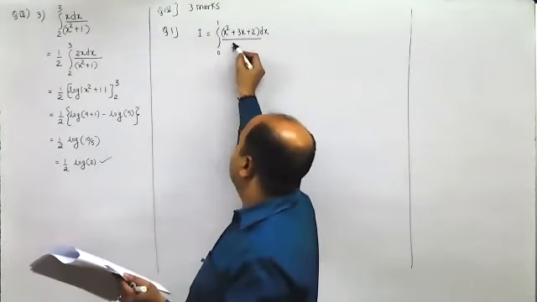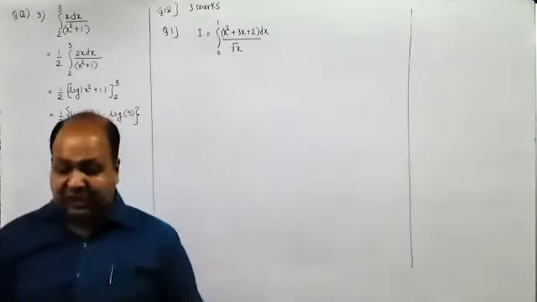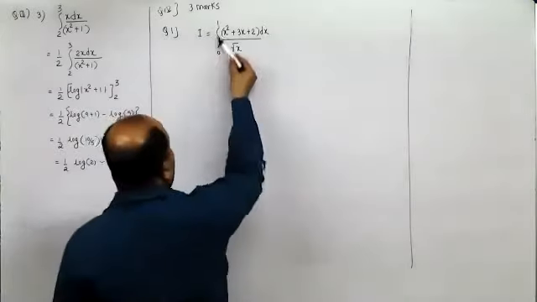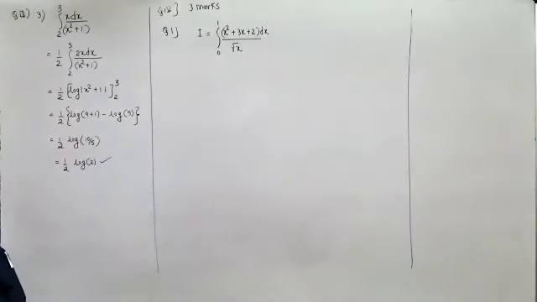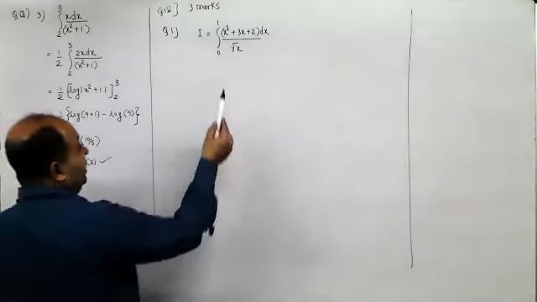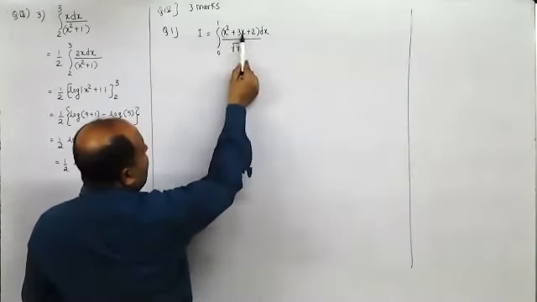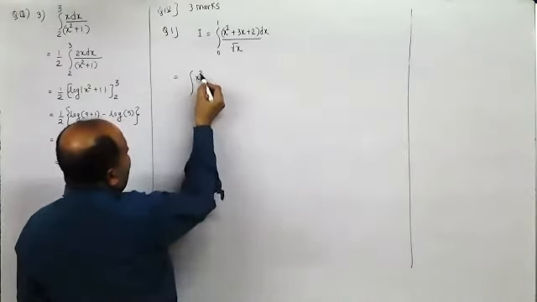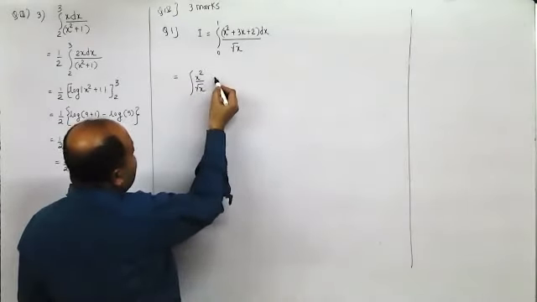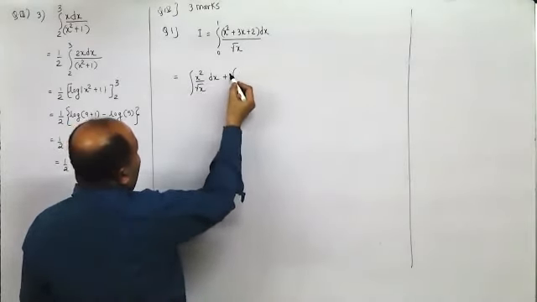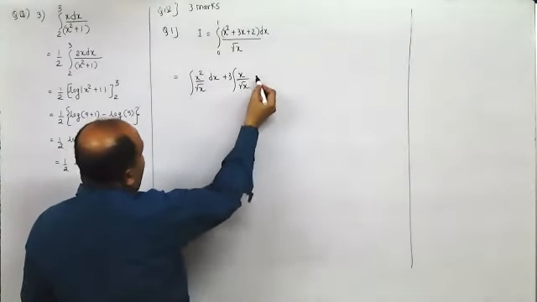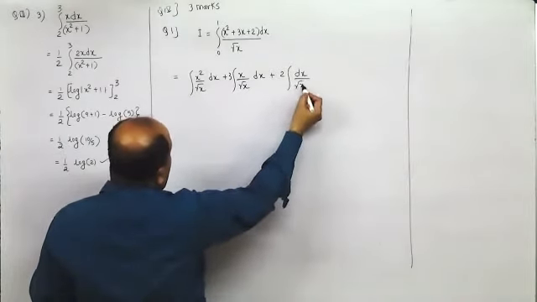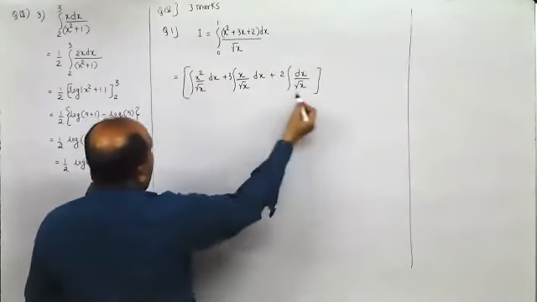upon root x. Now, if you observe here, treat this as if it is an indefinite integral problem. Indefinite means not defined. Here it is defined, but you treat it as if it is an indefinite integration problem. Now, divide each term by root x and solve separately. So I would get x square upon root x plus 3x upon root x plus 2 upon root x, and this is all between 0 and 1.